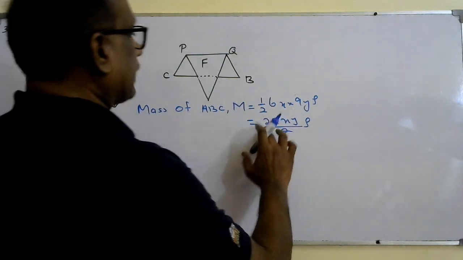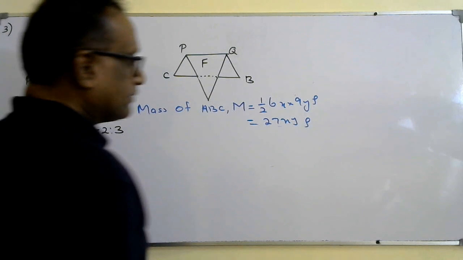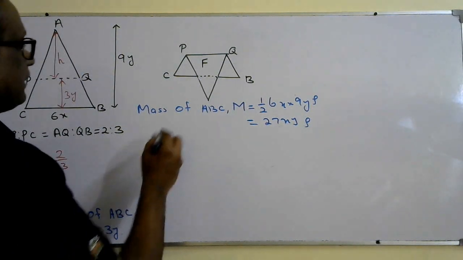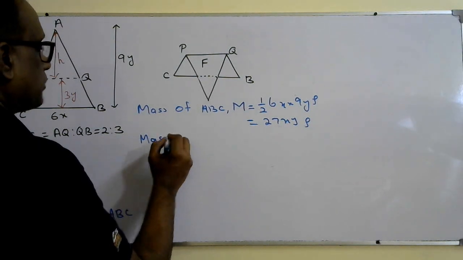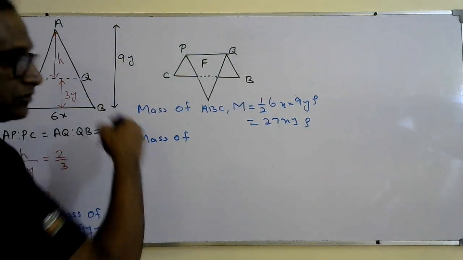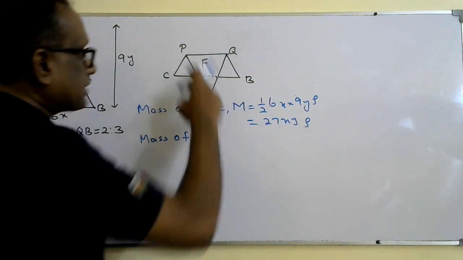Sorry, 20 by 2, yes, 27. 27 xy rho, that's the mass of the ABC. Then the mass of the smaller triangle: we are going to imagine it's removed and then added upside down. Is it added upside down?